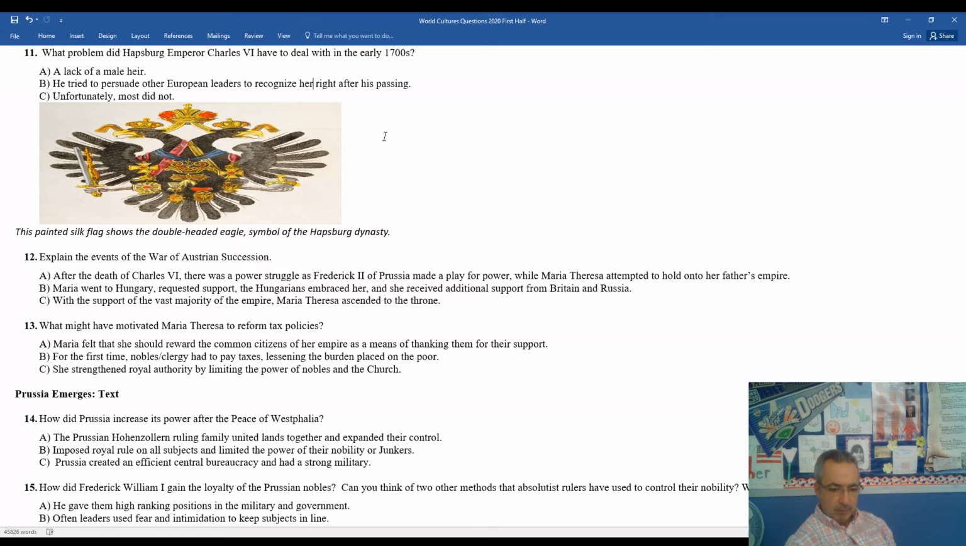Moving on to Prussia. Sometimes I pause for a moment just to give you time to catch your breath and make sure that you have enough time to get all the information down that you need.